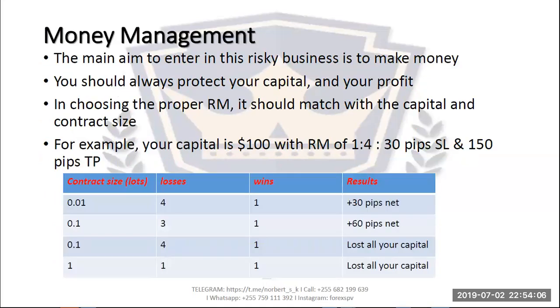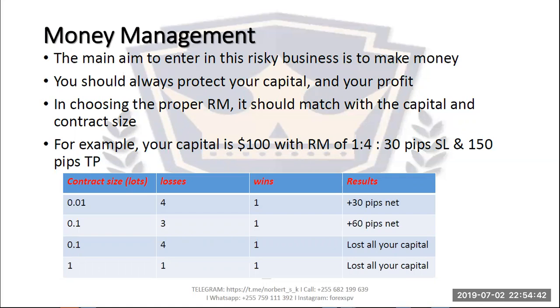Now we have the money management part. So the main aim to enter in this risk business is to make money. So you should always protect your capital and your profits. How do you protect your capital? If you choose your risk management, then it should match with the capital and the contract size you're using. When I say the contract size, I mean the lots. And how do you protect your profit?